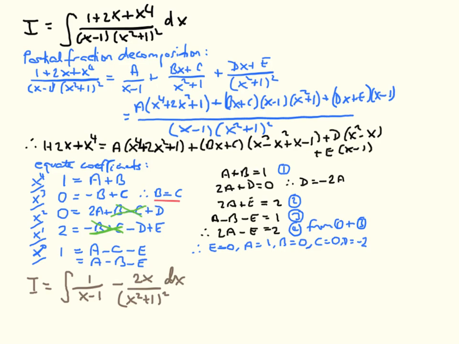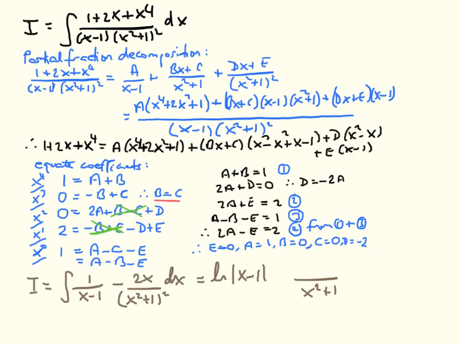The first term is just a logarithm, so this is the logarithm of x minus 1, and the second term is simple if we realize, although it looks complicated, if we realize that 2x is the derivative of x squared plus 1, then this tells us that this is going to be something like 1 over x squared plus 1 to the power 1. So we just added 1 to the power here. So let's just check whether there should be some number here.